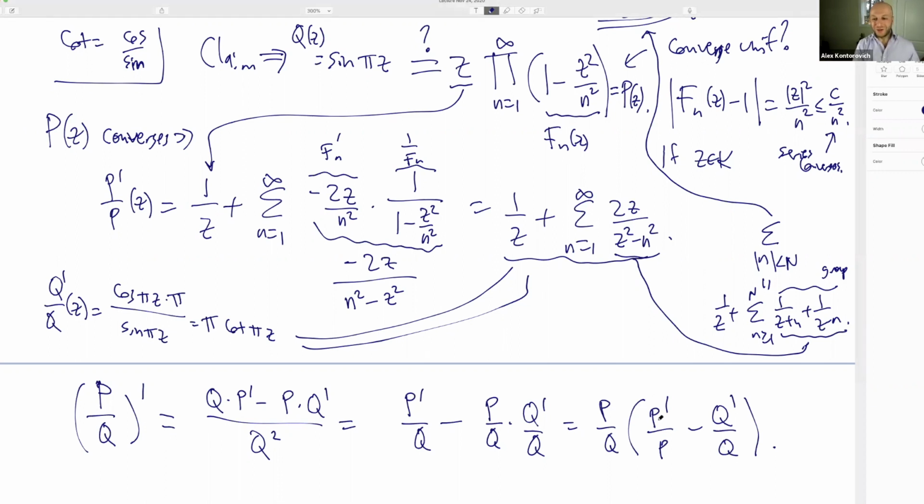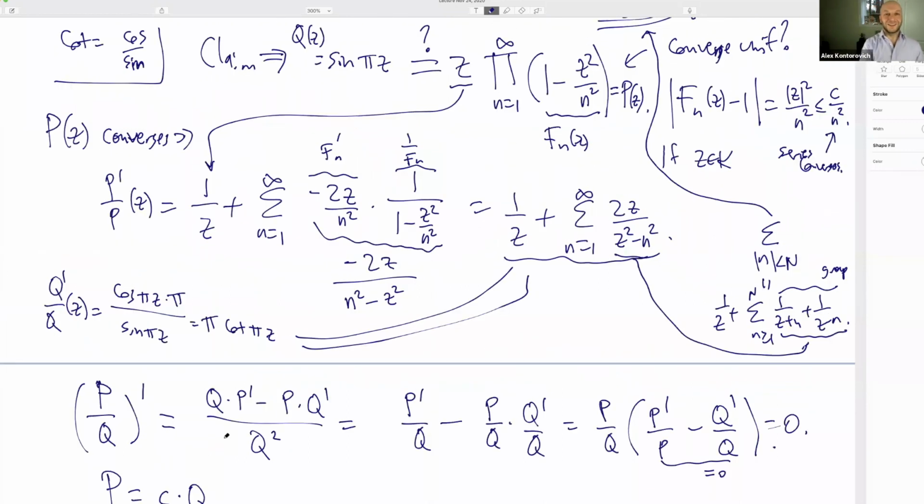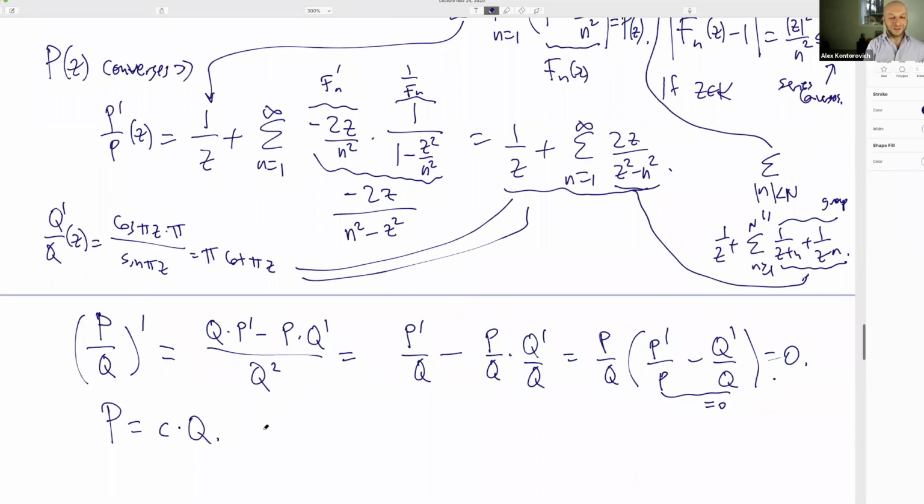And lo and behold, P prime over P and Q prime over Q, the claim was that the two things are equal. So this thing's equal to 0. So P is equal to a constant times Q. And what constant is it? Well, if I divide by z, this thing goes to 1 and this thing goes to 1. So divide by z and send z to 0, you get that the constant is 1.